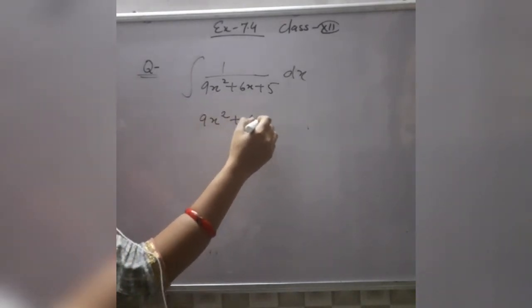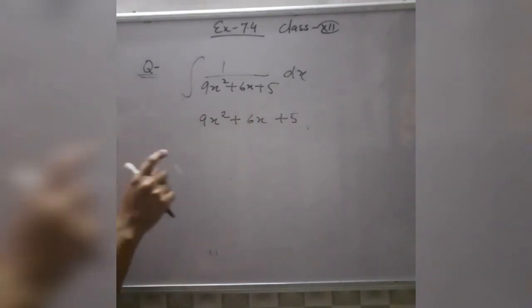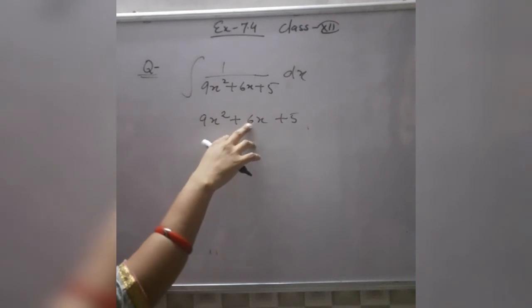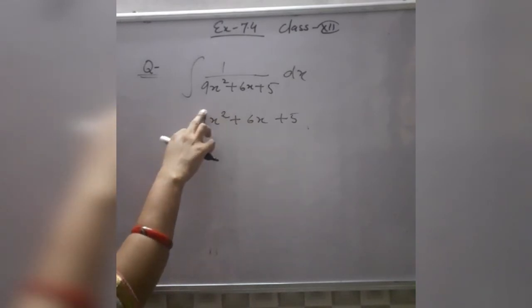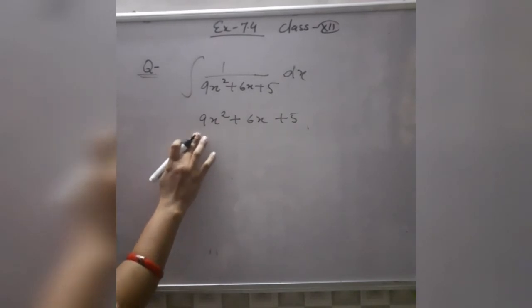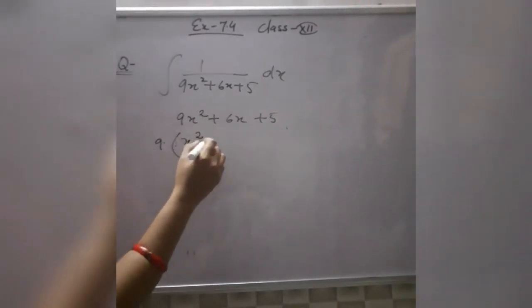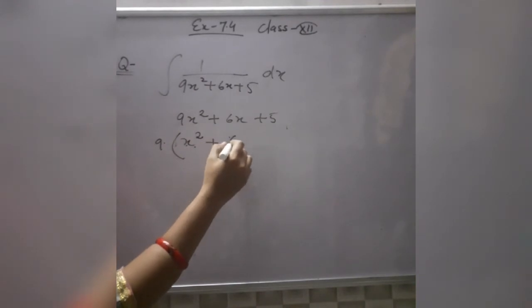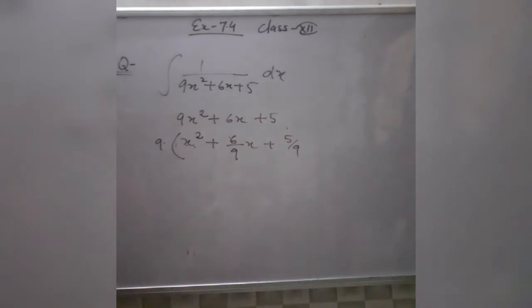9x square plus 6x plus 5. Here what is the coefficient of x? 6. Half of 6 is 3 and square of 3. Firstly, change the coefficient of x square to 1. You can take 9 common, and after taking 9 common, it becomes x square plus 6 by 9x plus 5 by 9.